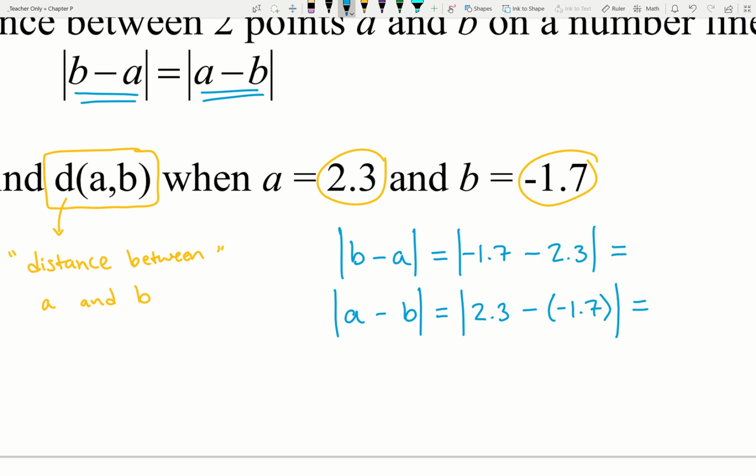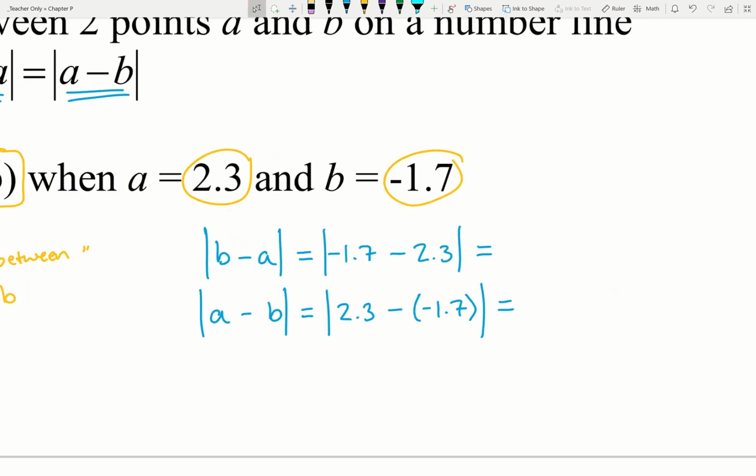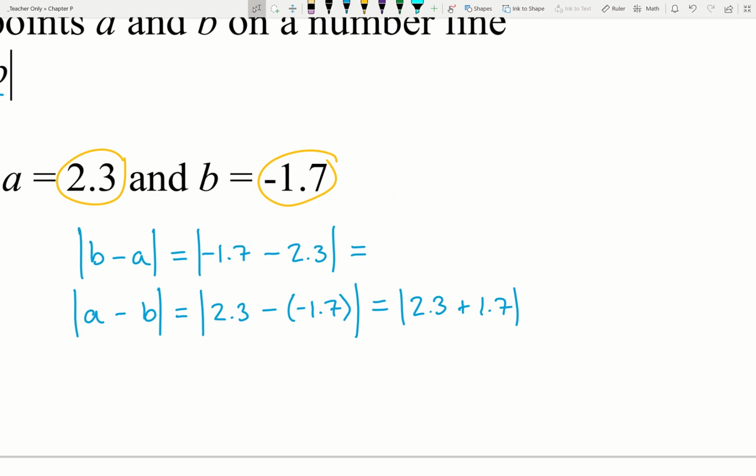Well, here's the thing. It's basically up to you which one of these you would rather do. In that second example, I have a double negative, and we all know that that turns into a positive, so you can go ahead and rewrite that as 2.3 plus 1.7, the absolute value thereof. Whereas on the top, you would have to kind of think about a negative minus another number. That's something you could easily do in the calculator, so it's not like you can't do it. It's just a matter of personal preference.